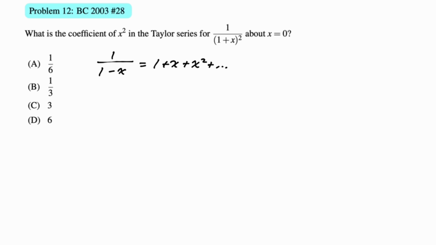Every x that we see in the original, we're going to replace with negative x. That gives us this definitely alternating series: 1 minus x plus x squared minus x cubed. The next thing I'm going to do, this is where it gets a little wishy-washy.